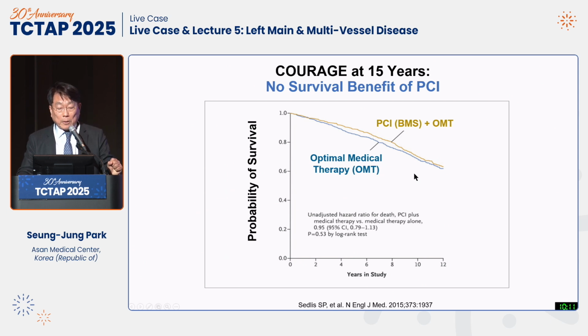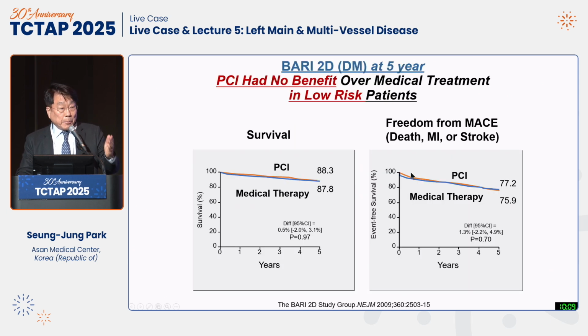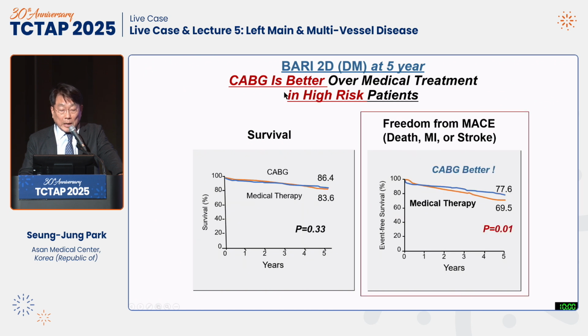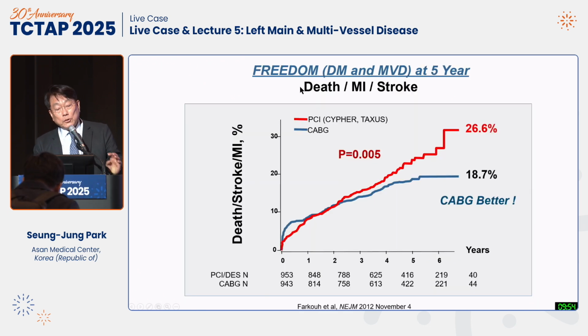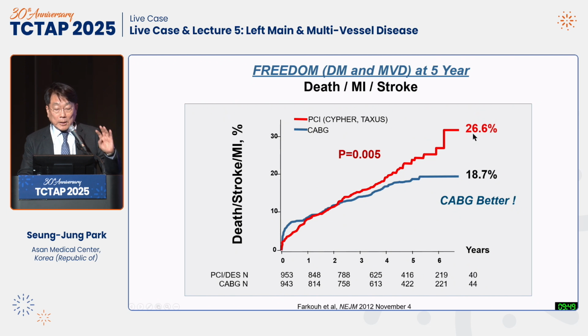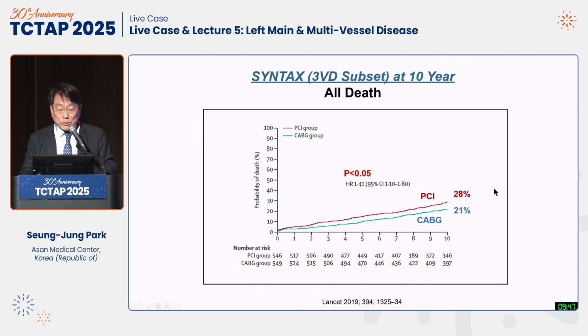The COURAGE study showed no survival benefit of PCI. The BARI 2D study, we are concerned about the diabetic multivessel disease. PCI had no benefit in low-risk patients. However, bypass surgery is better than medication in the high-risk patient group. The FREEDOM study, diabetic multivessel disease, 5 years, heart endpoint of death, MI, stroke: clearly surgery is better.